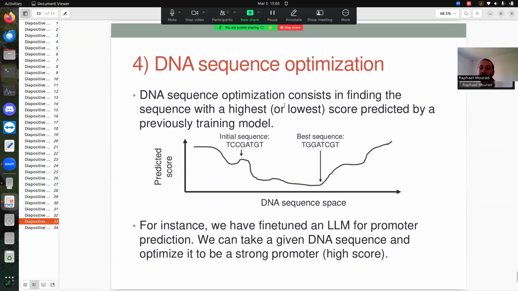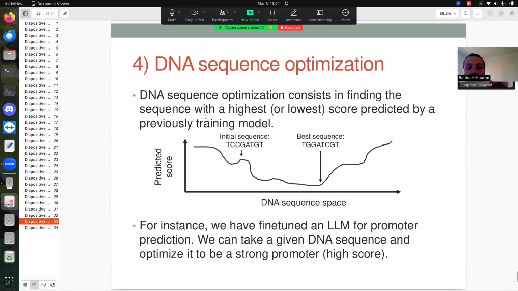And then what you will see in the last Google Colab tutorial is DNA sequence optimization. The idea consists in finding the sequence with the highest or the lowest score predicted by a pre-trained model. So imagine that you take an LLM that was fine-tuned, for example a model fine-tuned for promoter prediction. The model saw labeled sequences: some sequences are promoters, some are not. You fine-tune it for classification, and now you can take any DNA sequence you want and predict whether it has a high or low score of being a promoter. And then you can use that for optimization.